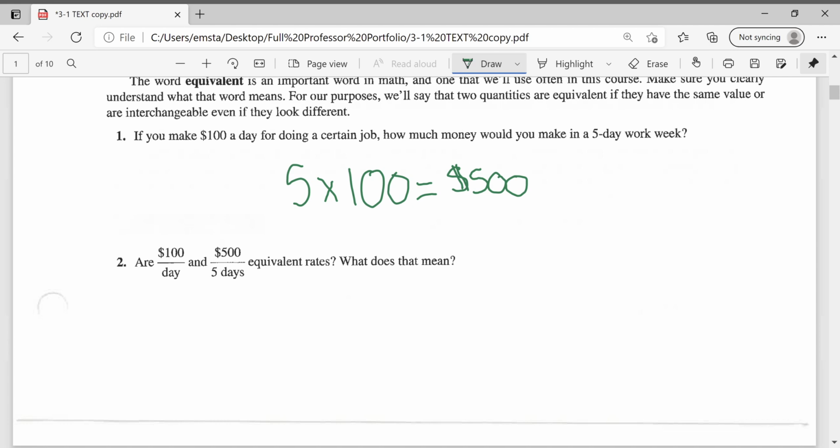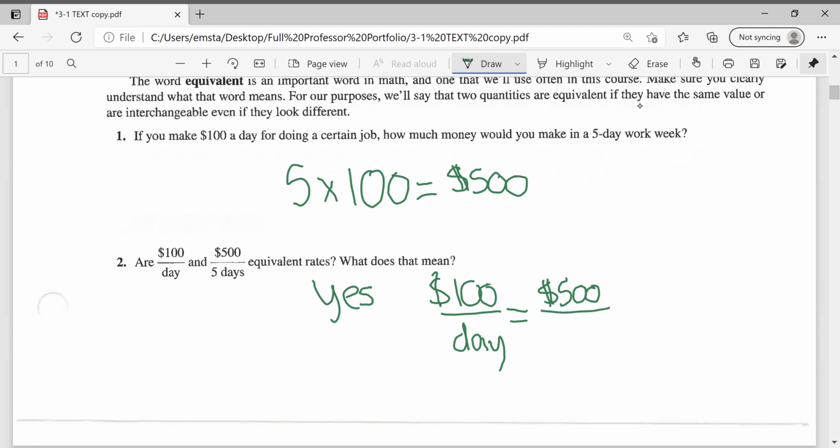Question number 2 wants us to address then if $100 per day and $500 in 5 days are equivalent rates. Our answer to this is yes, absolutely. They're equivalent because $100 per day is the same amount of earning as if you earned $500 in 5 days. So we will say yes, these are equivalent rates.